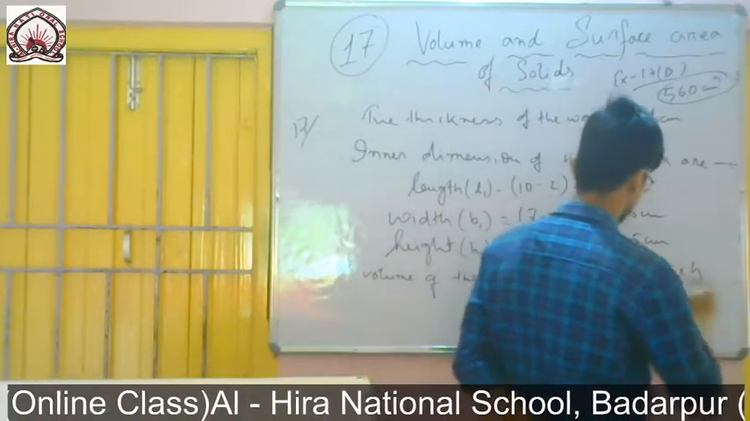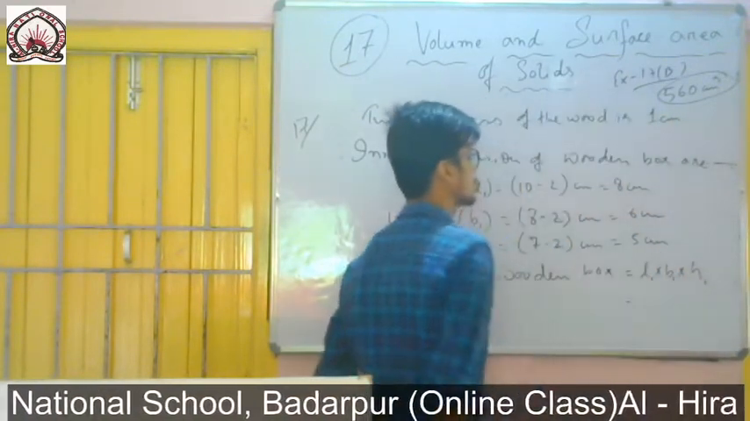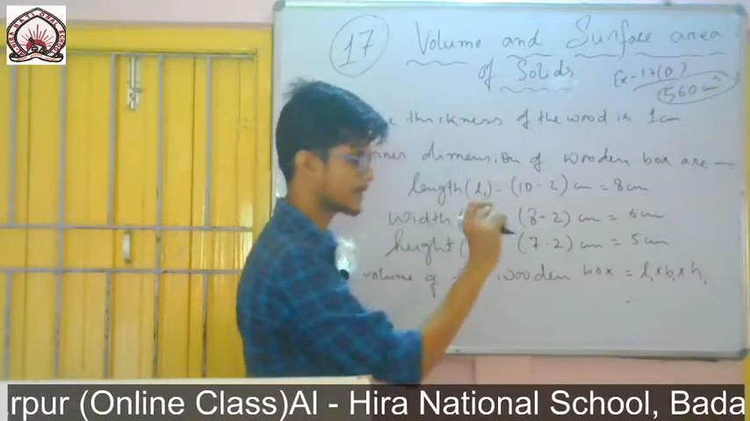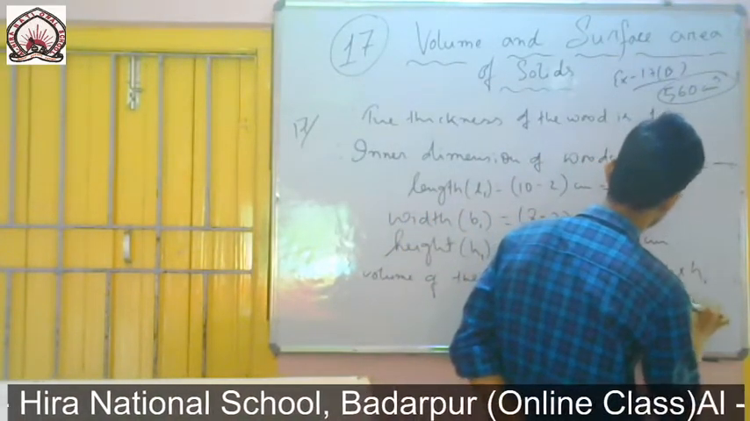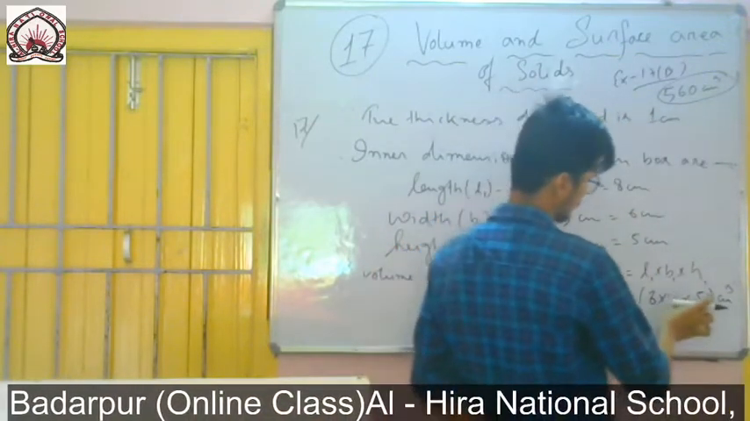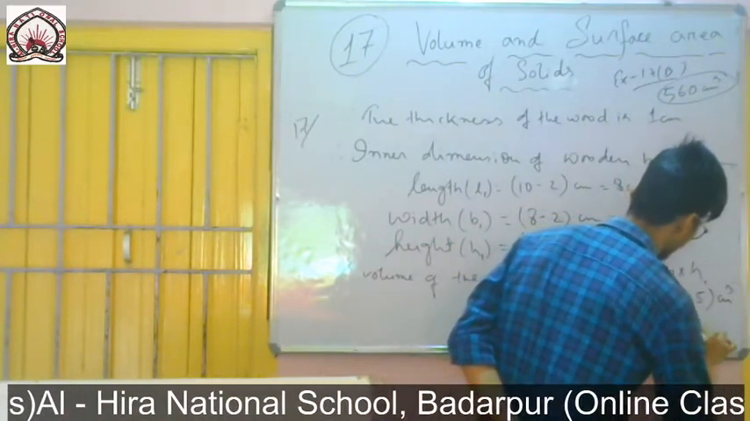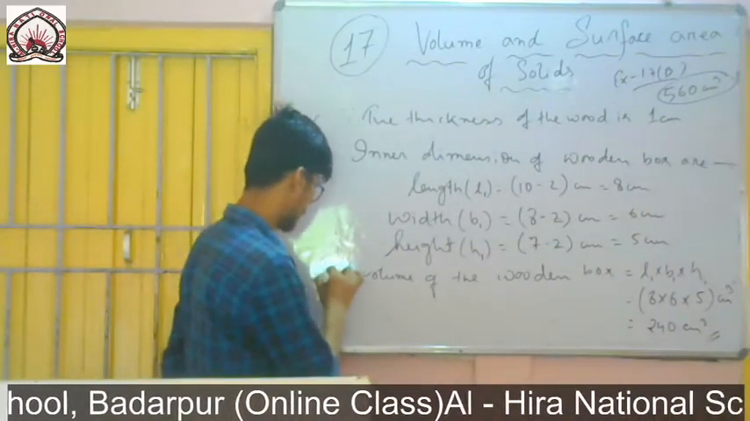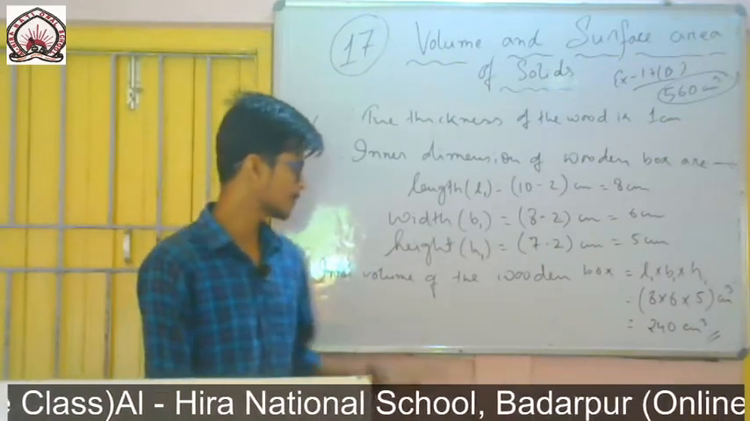Okay, so there you write L1 into B1 into H1, same thing, just here I am finding for the inner dimensions, so I have given a suffix. So same thing you write like earlier, it will be 8 into 6 into 5 centimeter cube. So 5 6 are 30 and 30 into 8 it is 240 centimeter cube. So this is the inner volume of the wooden box.